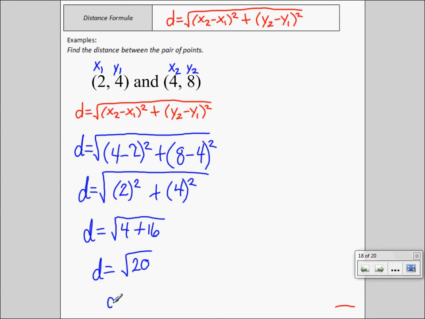And if you like, you can break that further down into thinking of it as the square root of 4 times 5. 4 is a perfect square, so it can come out as 2 of the radical, leaving 5 under the radical. So that is the distance between the 2 points. 2 square roots, 5 units.